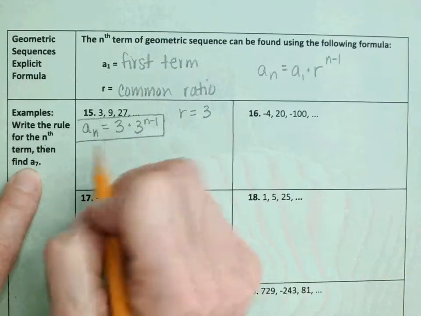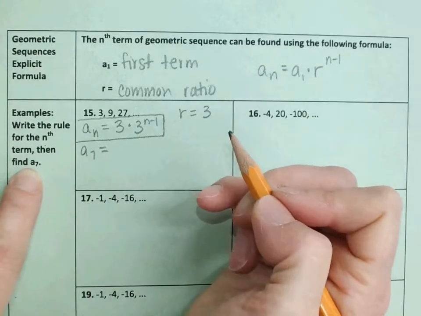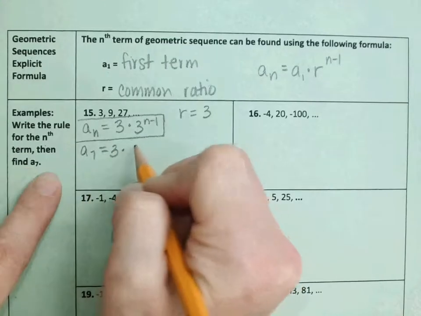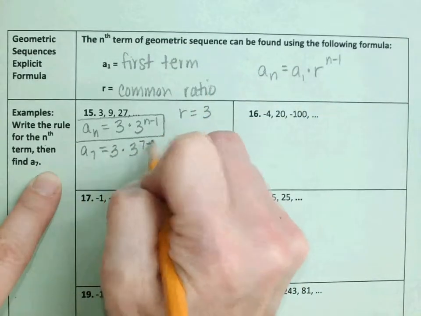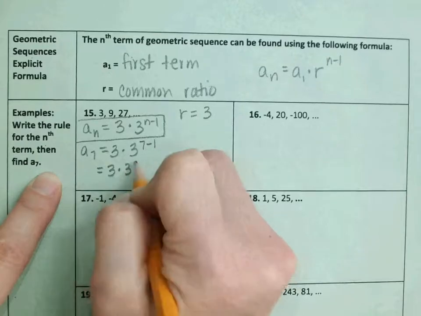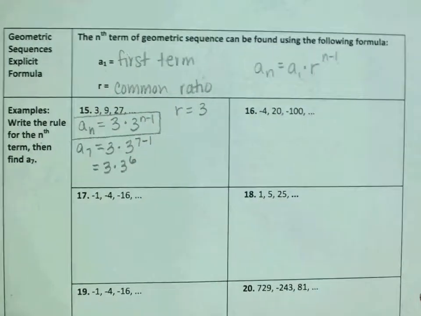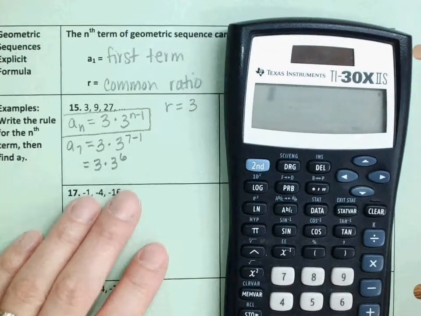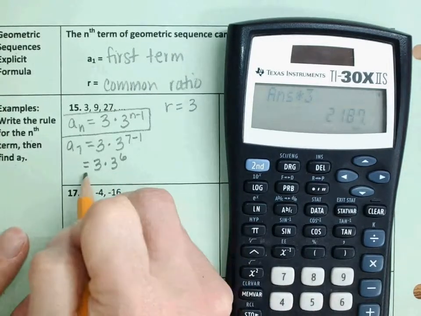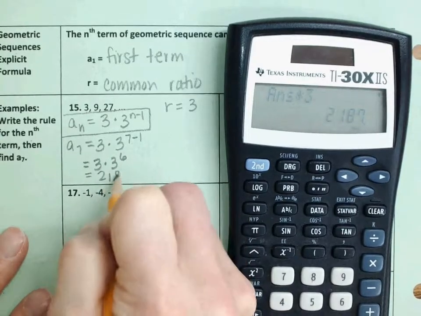Then we want to find the 7th term. So a sub 7 to find the 7th term. We're going to go ahead and use that rule that we just established. Our first term is 3, the common ratio is 3, and then it's 7 minus 1. So just working this out a little bit, 3 times 3 to the 6th power. And then this is where you can just go ahead and substitute everything into your calculator. This is what I want you to do. Order of operations, you have to do exponents first. So it's 3, this button, to the 6th power, hit enter, times 3 to get our final answer of 2,187.